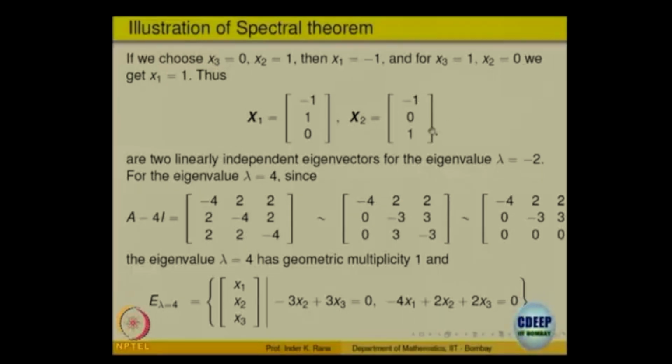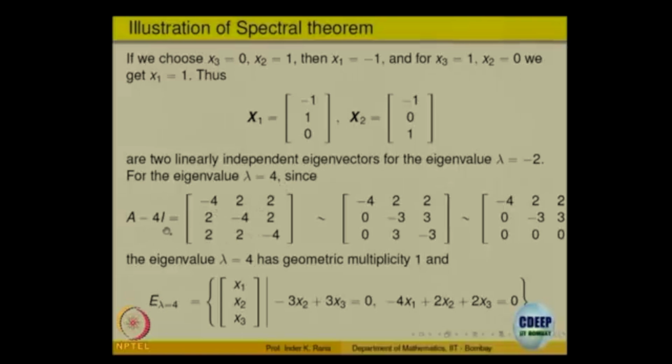The only problem is that if you take the dot product of these two, that is minus 1, minus 1, 1, 0, 0. So the dot product is not equal to 0. So these are only linearly independent but they are not orthogonal. So we will orthogonalize them. Before that, let us find the eigenvector for lambda equal to 4.